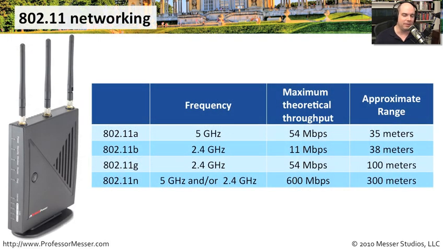The roll-up of all of these is right here on this slide. This is for A, B, G, and N. You can see the frequencies that are in use, the maximum theoretical throughput, and here's an approximate range that you'll often see when using these networking types.